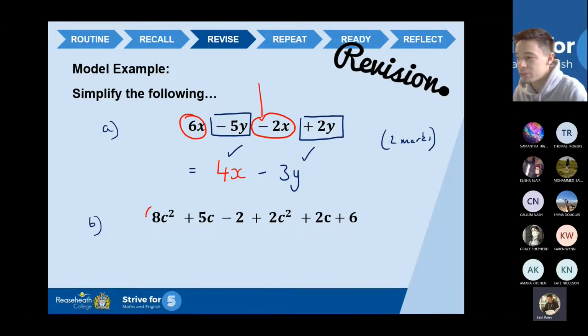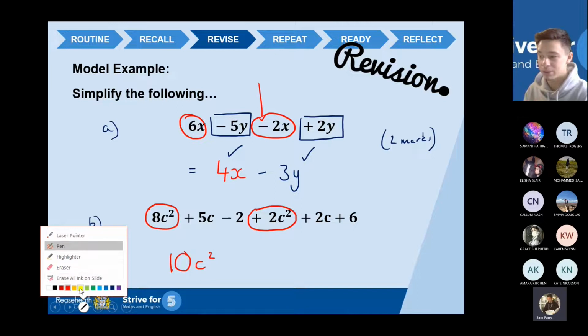Right, let's focus on the c squareds. And you'll notice I'm saying let's focus on the c squareds. I'm not saying let's focus on c, because c squared and 5c are different. They're part of the same family, but one's like a set of brothers and then there's cousins or something like that, okay? So 8c squared plus 2c squared. So 8 plus 2 gives me 10. So I've got 10c squared, okay? That's my first bit done.